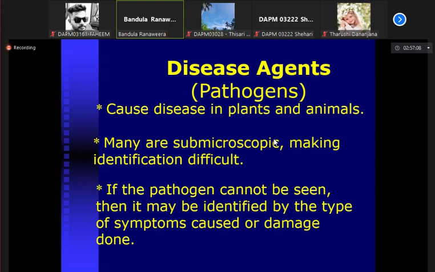Right. So that was about the groups of microorganisms. Please remember there are bacteria, viruses, fungi, phytoplasma diseases, and as you have observed the damage symptoms, those symptoms can be used to identify the pathogen or disease problem in your crop. Right.